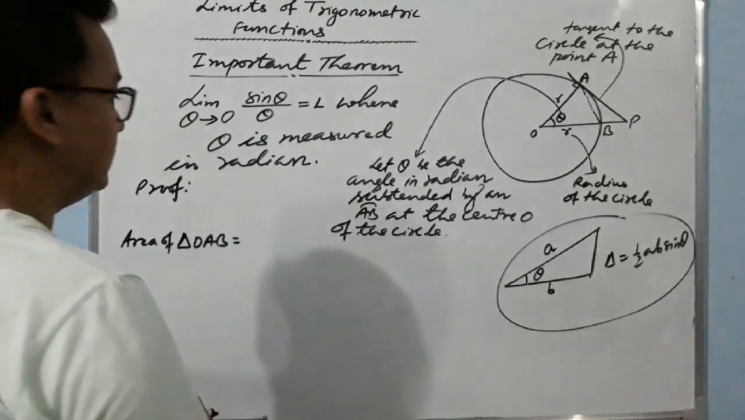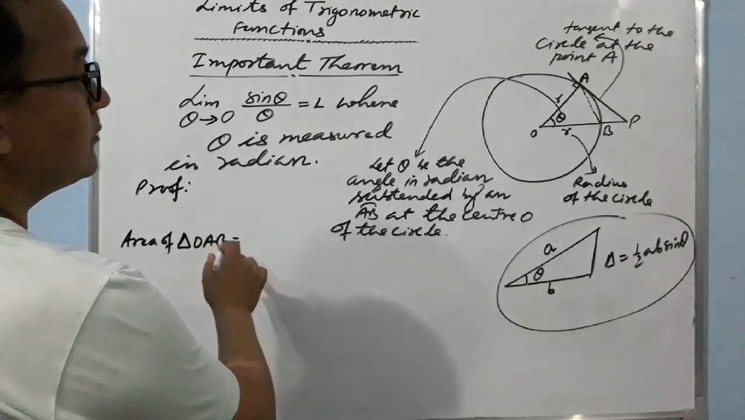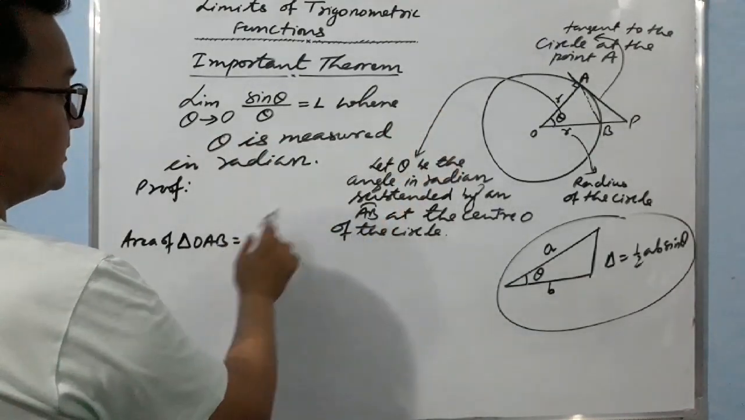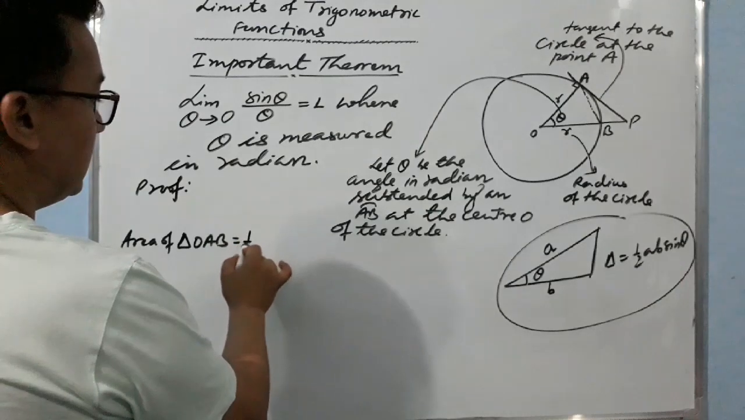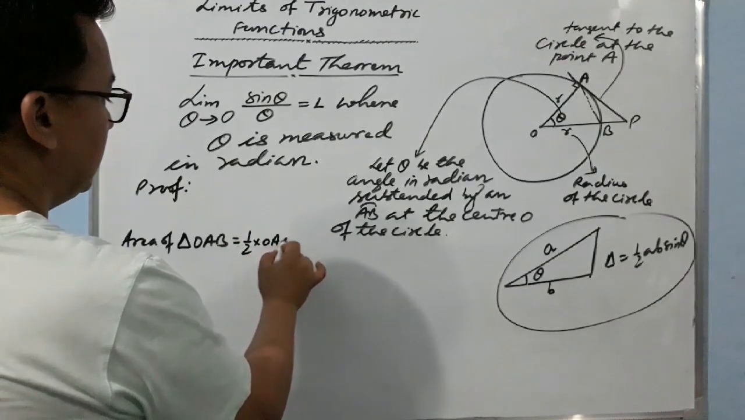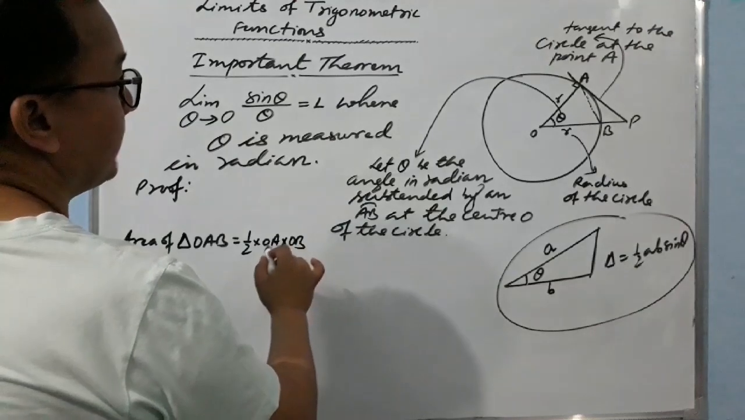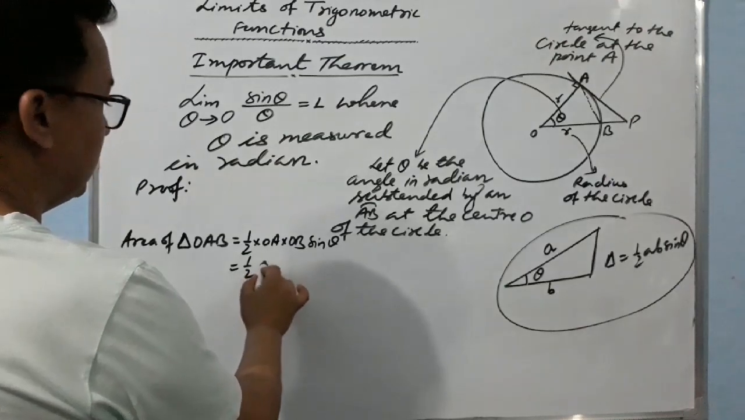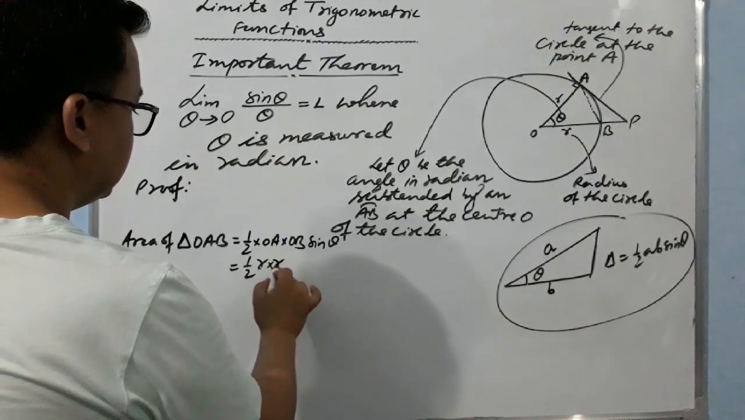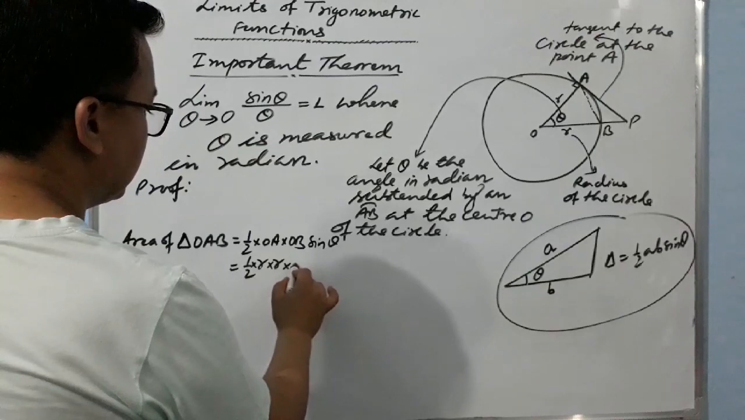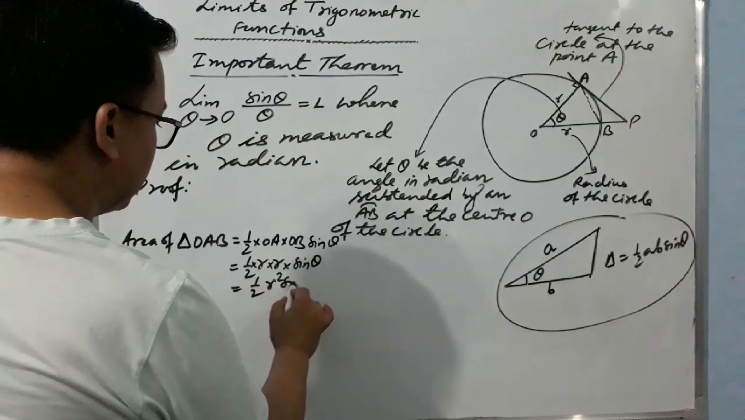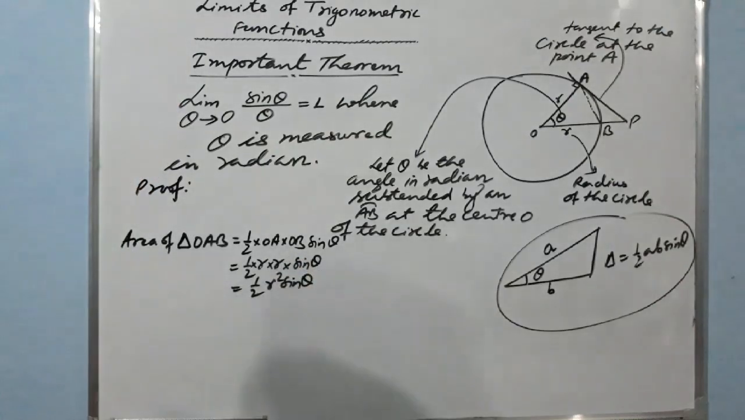If you need, you can tell me. Using this formula, from this diagram, area of triangle OAB is half times OA times OB times sine theta. OA is radius, and OB is also radius. So we can write 1 by 2 r square sine theta. This is the area of triangle OAB.